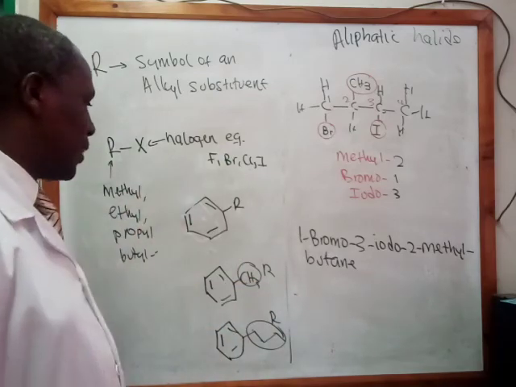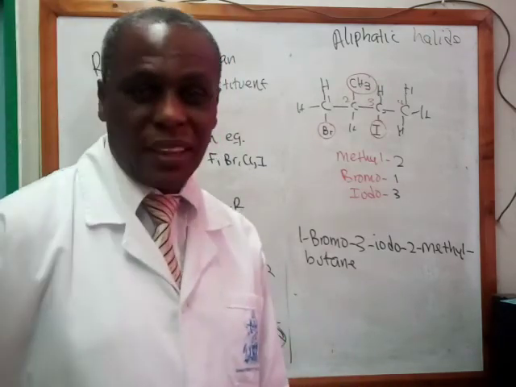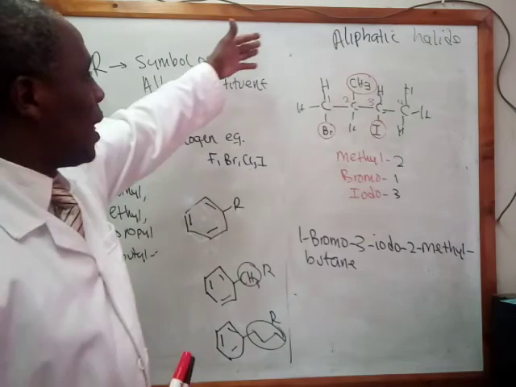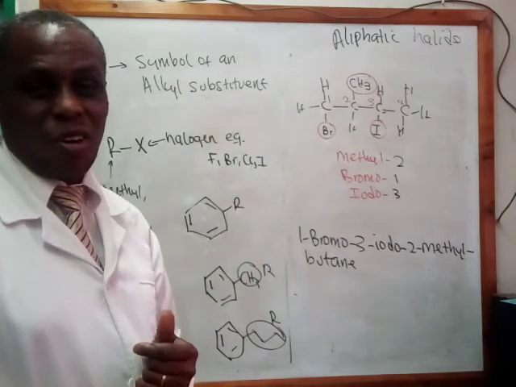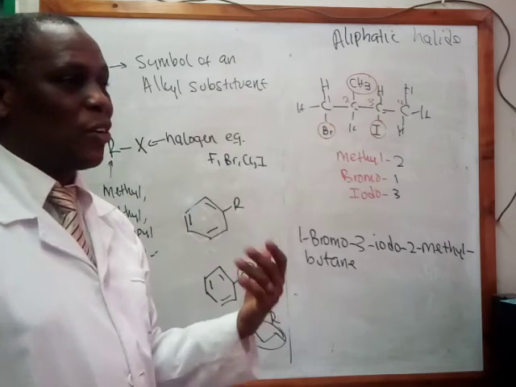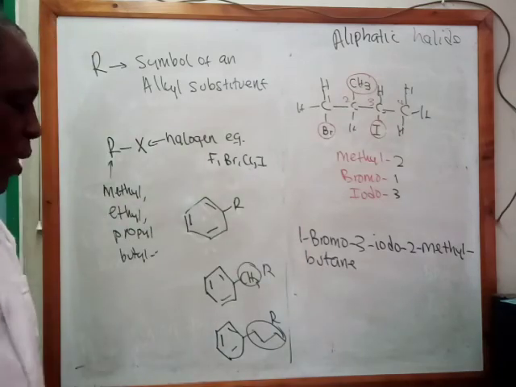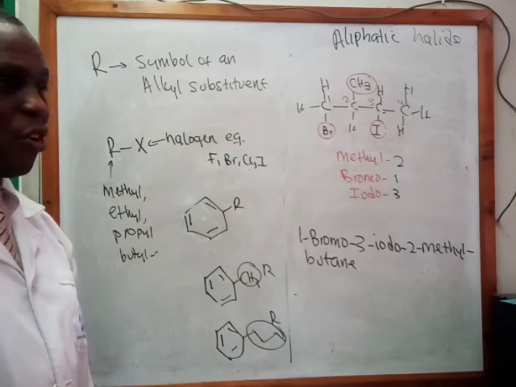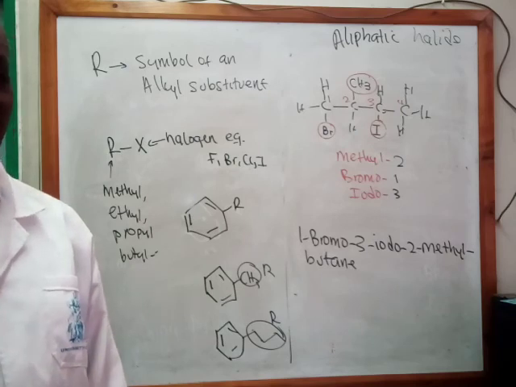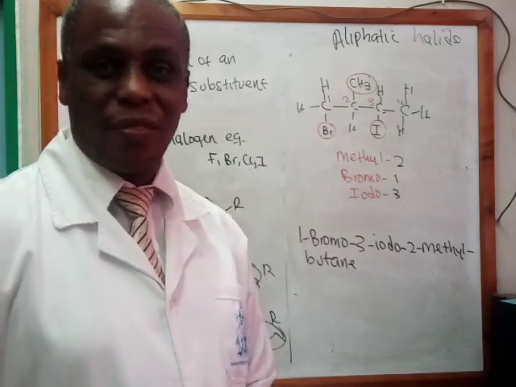Later we'll be looking at the physical properties of alkyl halides and also their uses. But now we are actually dealing with the nomenclature of alkyl and the benzene or aromatic halides. I hope you've really enjoyed this section. In a short while we'll be looking at the nomenclature of alcohols, and then other functional groups like ethers, then aldehydes and ketones. So thank you very much.